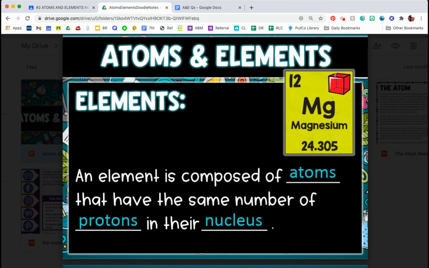Somebody else said they don't understand how to read the periodic table. That's fine. We're not there yet. That's going to be what we learn here in the next couple of weeks. All right, that was really all the questions that I saw.